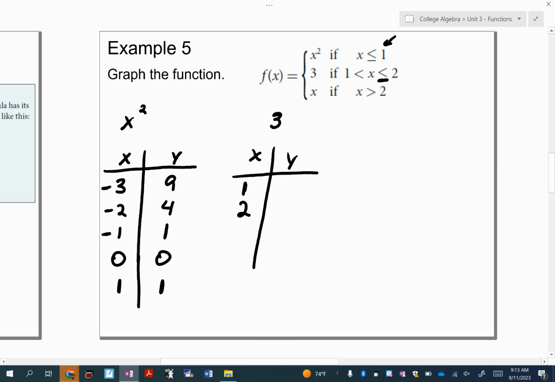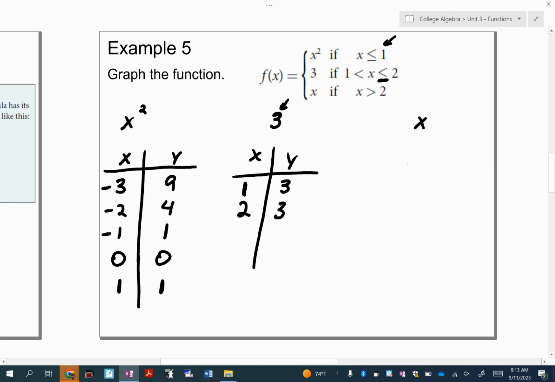You may be saying, but Mr. Frederick, why would you do that? Because it says to not include it there. I get it, but you're going to see that when I actually graph that point, I'm going to make it an open circle, which will allow me to get all the points that are less than 2, but greater than 1, like 1.1, 1.2, 1.3, all those points. Now, when you plug into this piece, the number is just 3. So the y value is 3 for both of those.